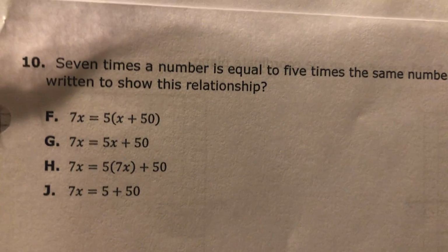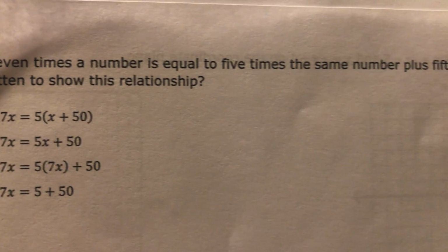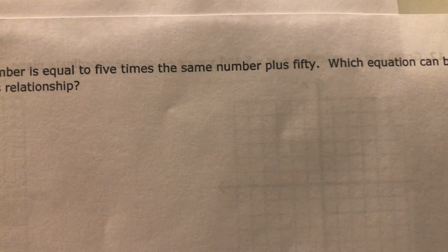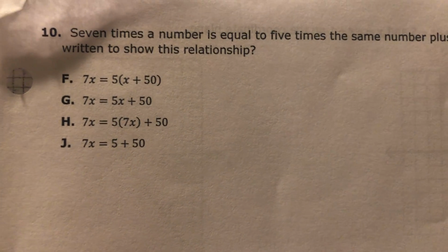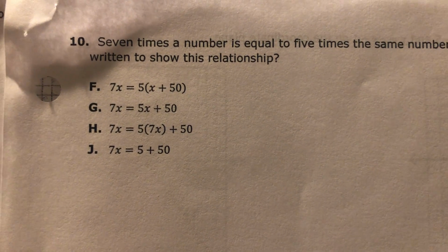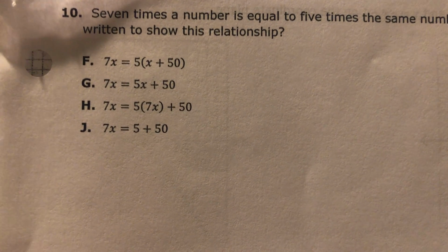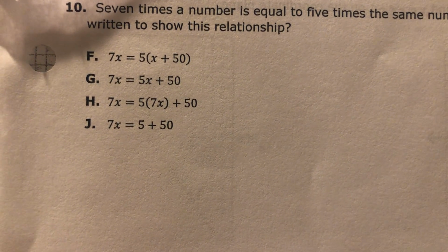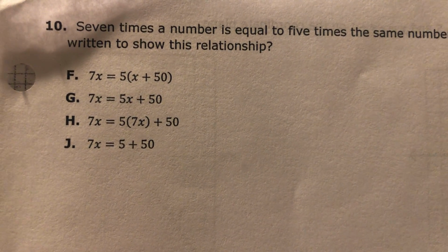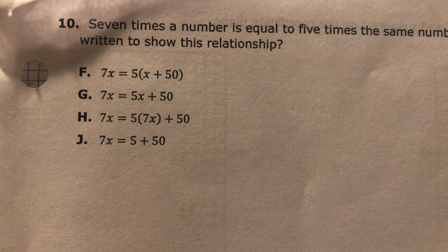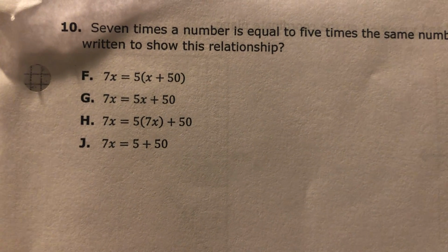Number 10, 7 times a number is equal to 5 times the same number plus 50. Which equation can be written to show this relationship? F, 7x equals 5, parentheses, x plus 50. G, 7x equals 5x plus 50. H, 7x equals 5 times 7x plus 50. J, 7x equals 5 plus 50.